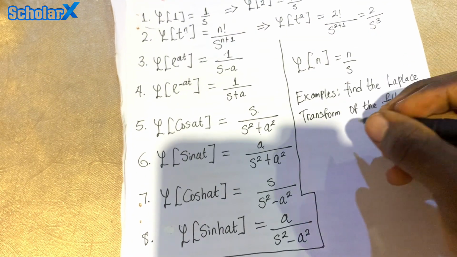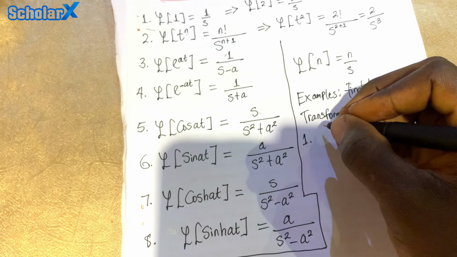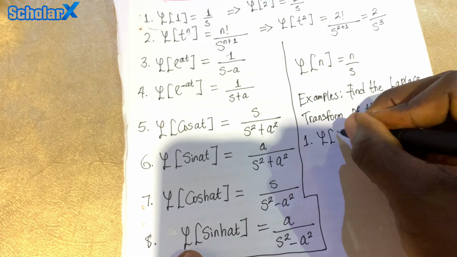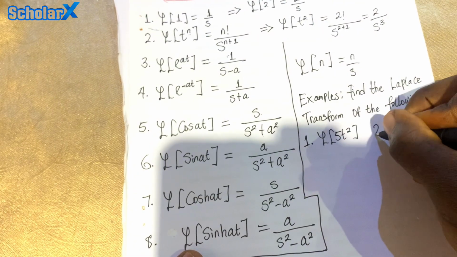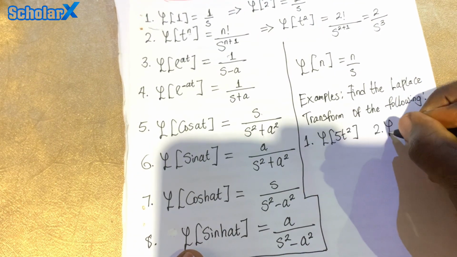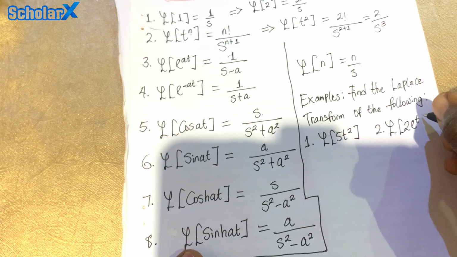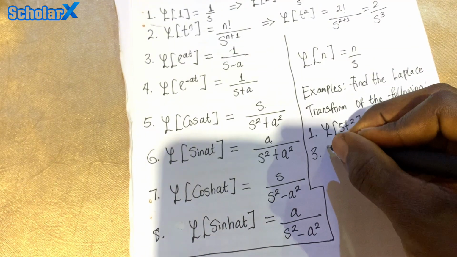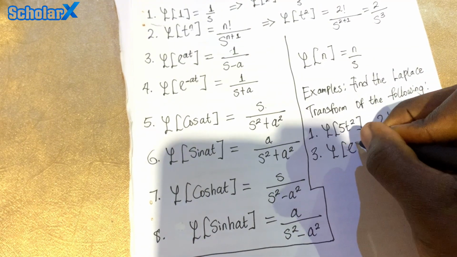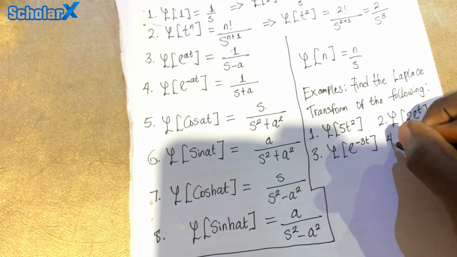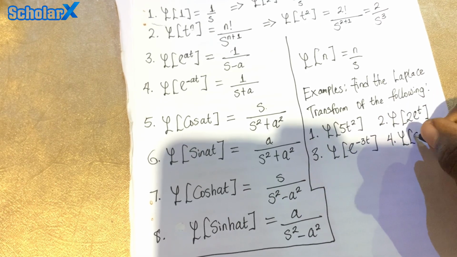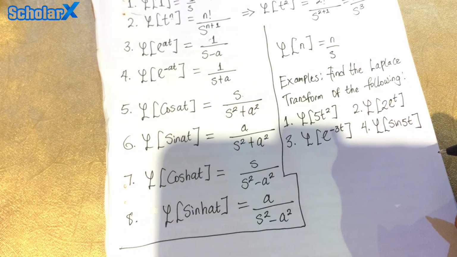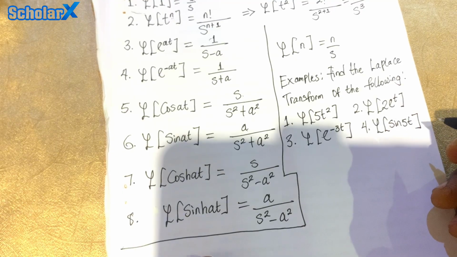Now, the first one we have: find the Laplace transform of 5t squared. The next one: find the Laplace transform of 2 exponential t. The third one: find the Laplace transform of exponential minus 3t. Now the next one: find the Laplace transform of sine 5t. So let's quickly look at the Laplace transforms of these examples.